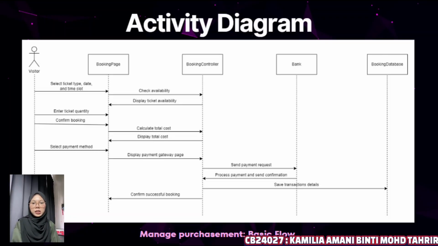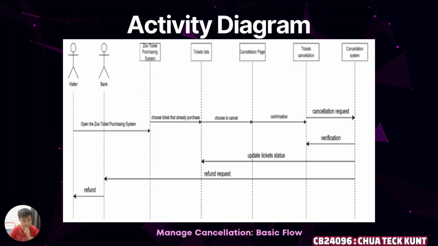If the bank is unavailable or rejects the payment, the system will prompt the user to try again or cancel the transaction. This is the activity diagram for manage cancellation.